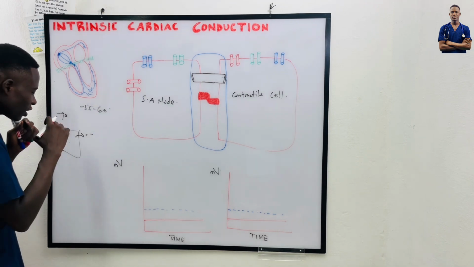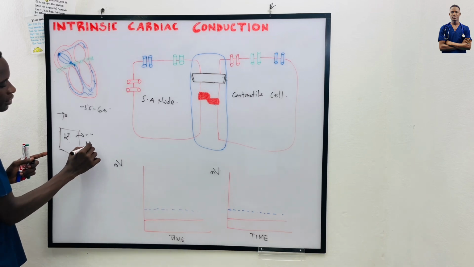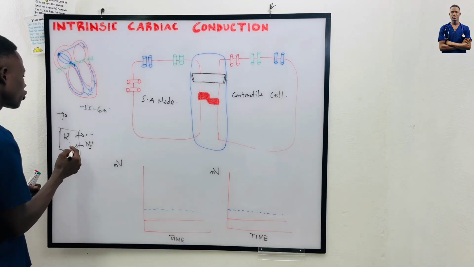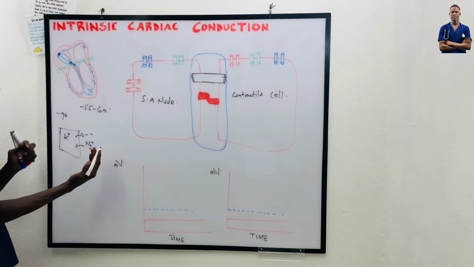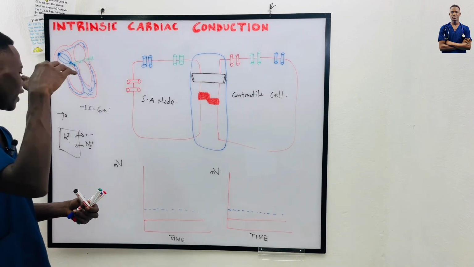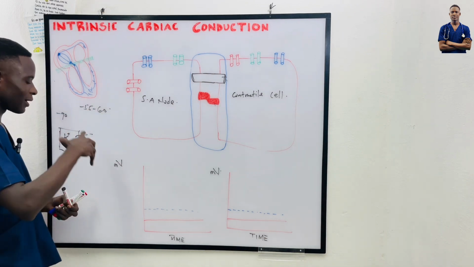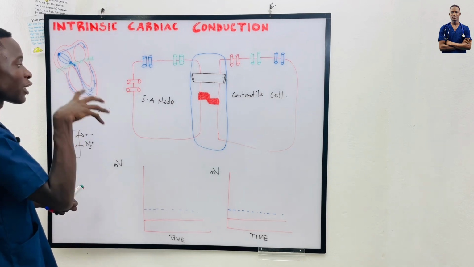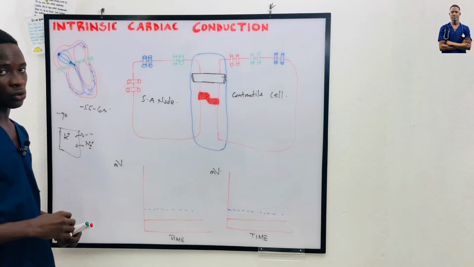Now, if you open the sodium channels, sodium is abundant outside the cell and small inside the cell, so it will obviously move from outside into the cell and cause an increase in the electropositivity of the cell, thereby causing the cell to depolarize. Now, this is what we are going to talk about.